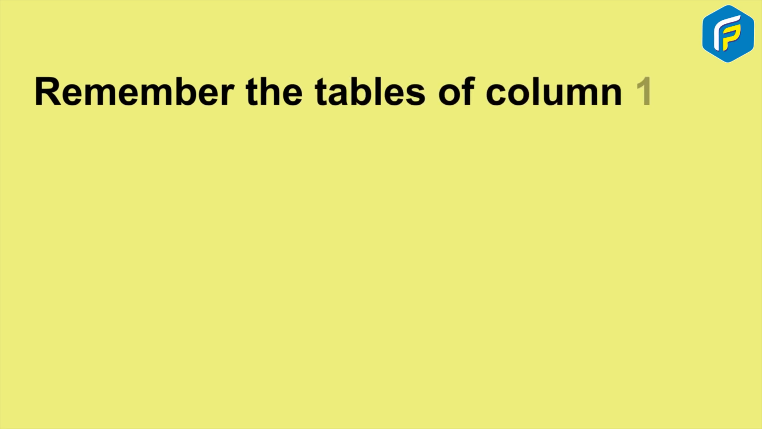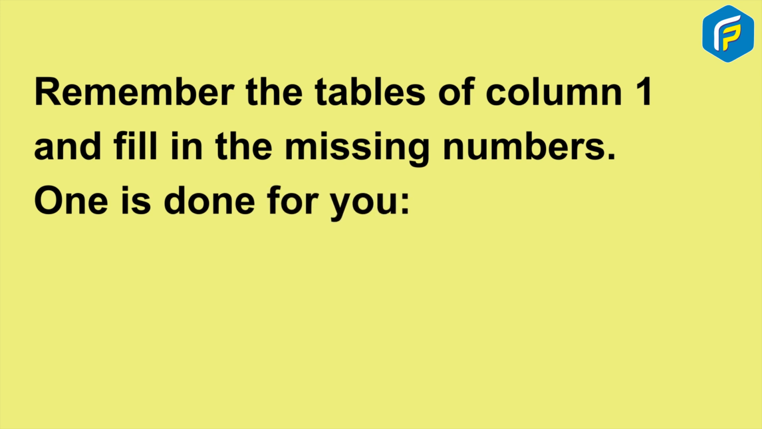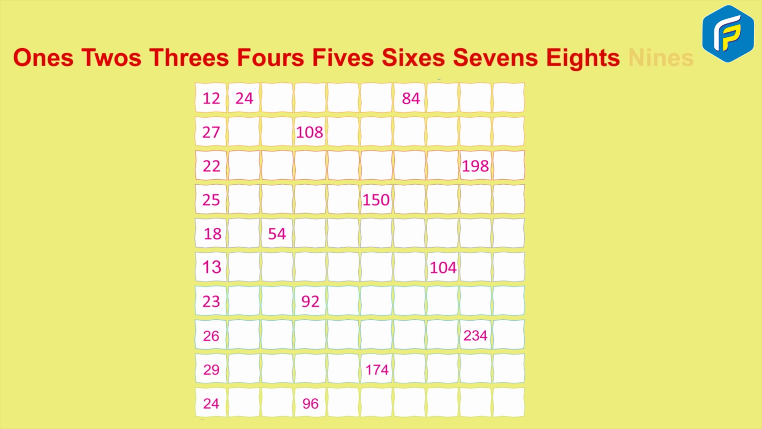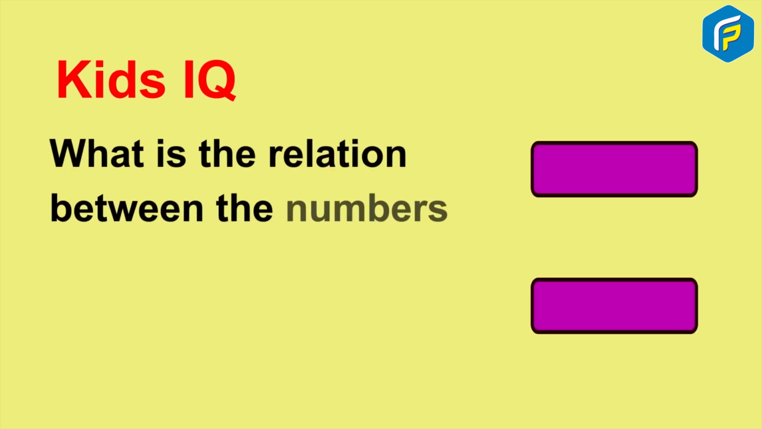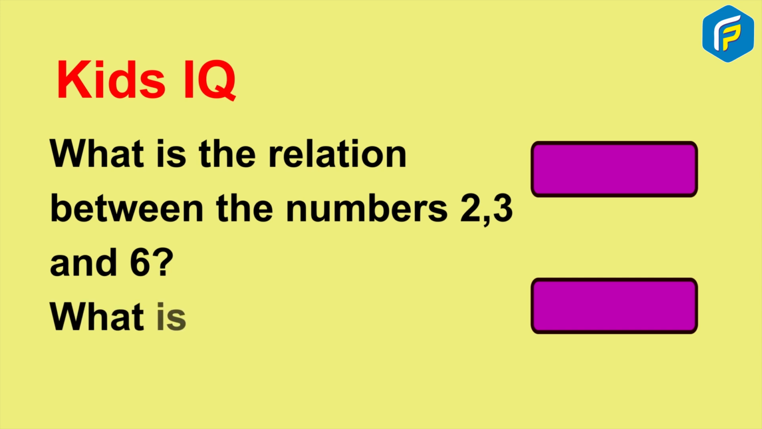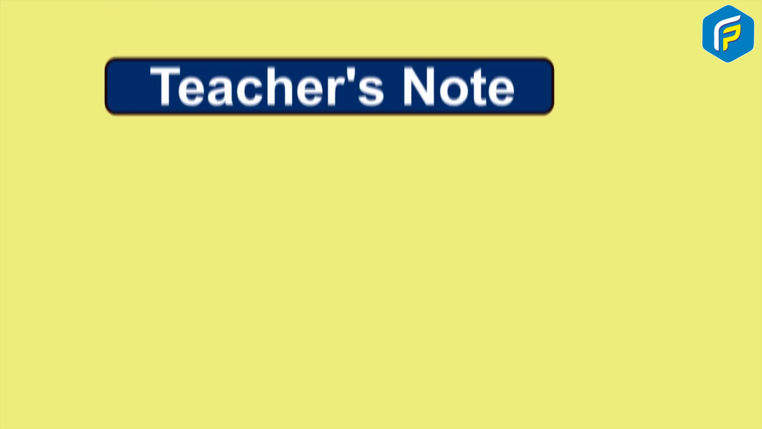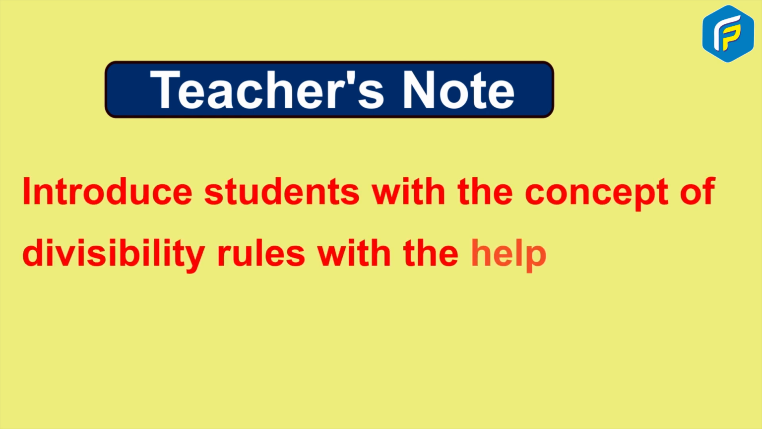Remember the tables of column 1 and fill in the missing numbers. 1 is done for you. 1s, 2s, 3s, 4s, 5s, 6s, 7s, 8s, 9s, 10s. Kids IQ: what is the relation between the numbers 2, 3 and 6? What is the relationship between 3, 6 and 9? Teacher's note: introduce students to the concept of divisibility rules with the help of tables.